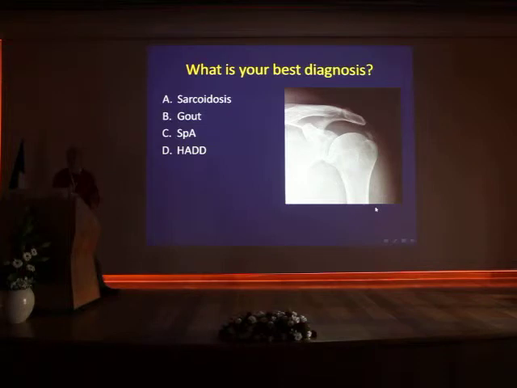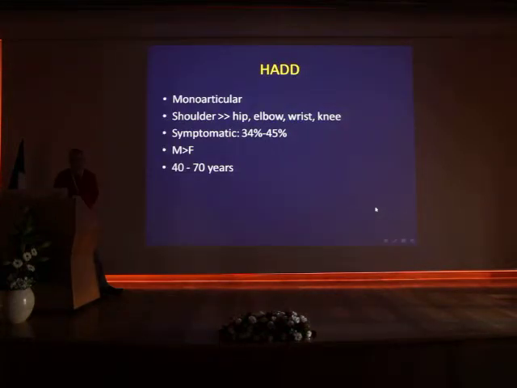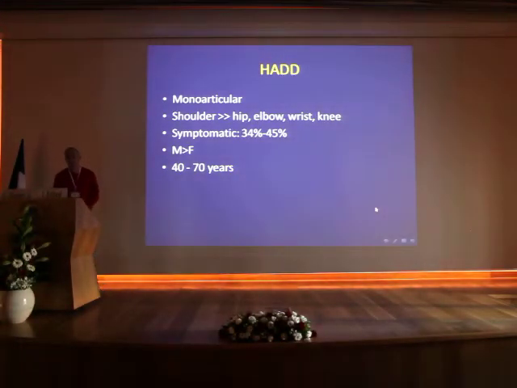And what is the best diagnosis so far, of this one at least? A, sarcoidosis, B, gout, spondyloarthropathy, or HADD, which stands for hydroxyapatite deposition disease. D. Okay, right. So hydroxyapatite deposition disease is usually monoarticular, most common in the shoulder, but can occasionally occur in other places like the hip, elbow, wrist, and the knee.